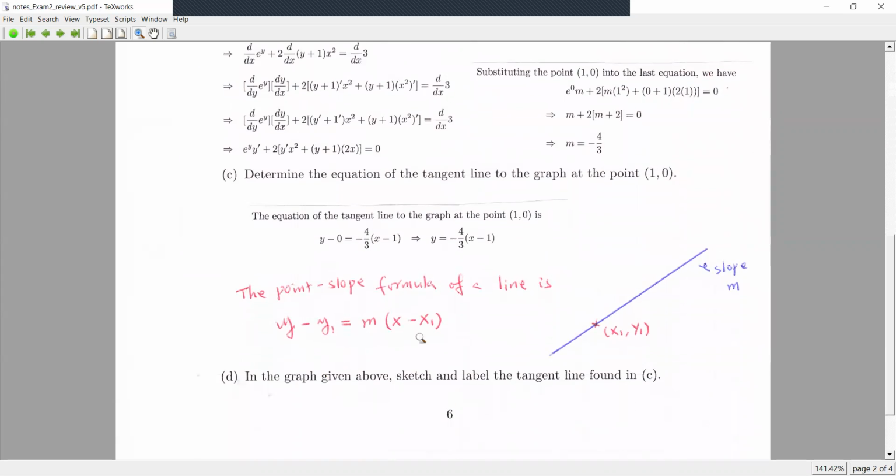This is the point slope formula of a line. By this formula, y minus y1, now y1 is 0, is equal to the slope. The slope is negative 4/3, times parenthesis x minus x1. x1 is 1, the x coordinate of this point. Now, simplify this equation, then this is the answer to part C.